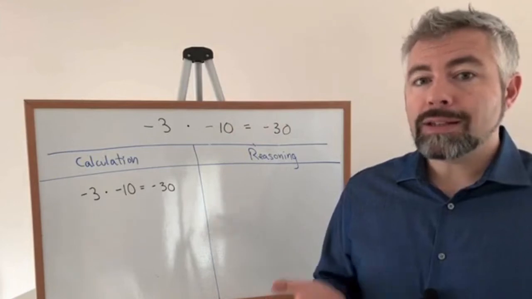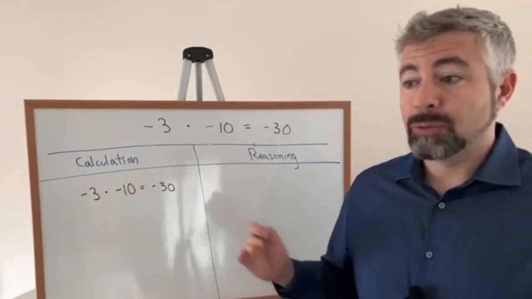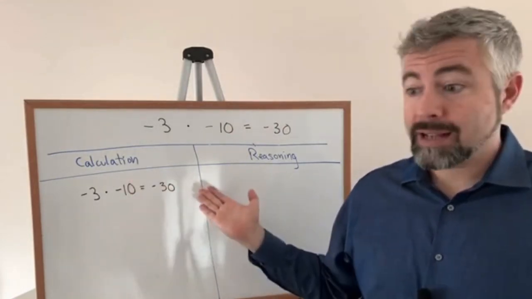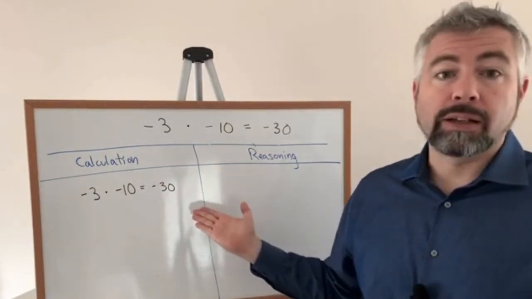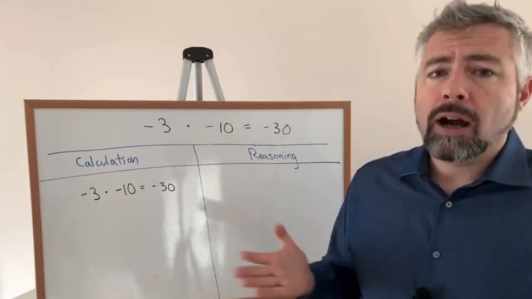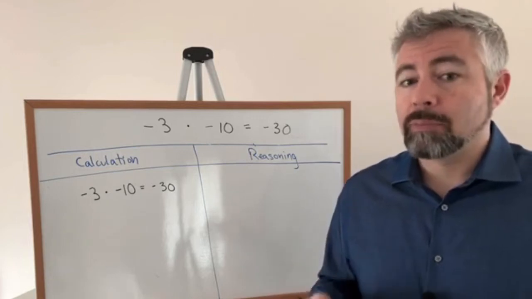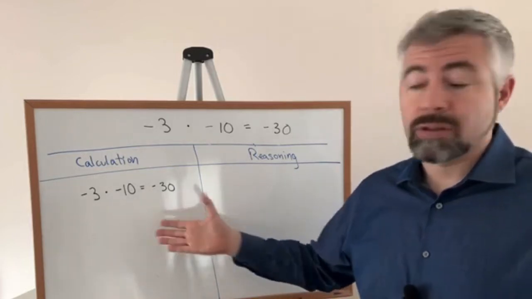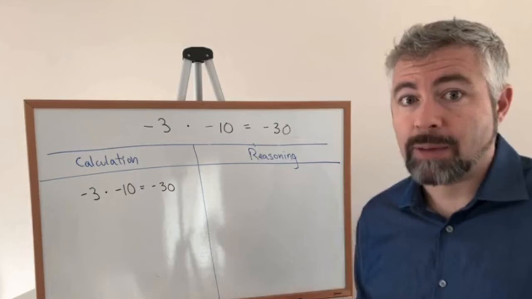Now, if I know that -3 times -10 equals +30, I can just simplify that in one step and say 30 is not equal to -30 and be done with it. But if our students do that, that's fine. But I'd like to show a little bit more some of the algebraic reasoning, so I'm going to take a few more steps to do this.